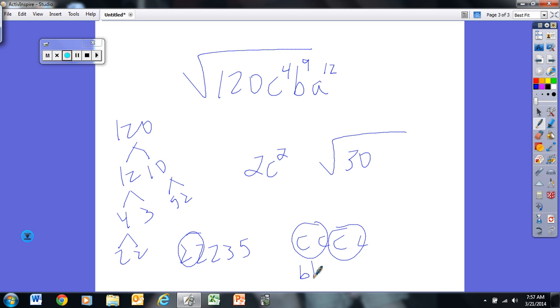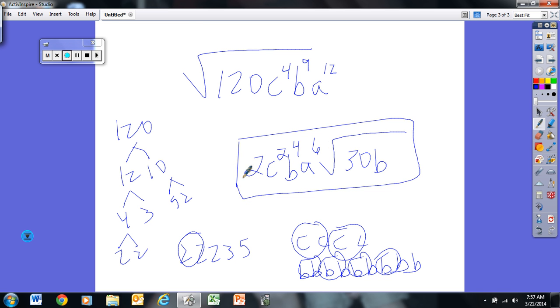B to the 9th is 9 b's. And hopefully you recognize there'll be 4 pairs: 1, 2, 3, 4, 5, 6, 7, 8, 9. 1 pair, 2 pairs, 3 pairs, 4 pairs. So I take out a b to the 4th, and there's 1 left over. And a to the 12th would become a to the 6th. So that's how that one would simplify.